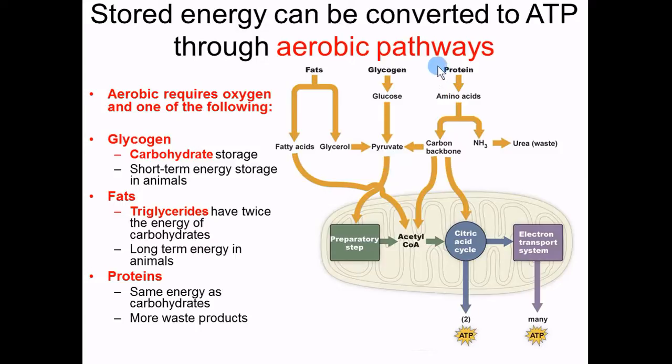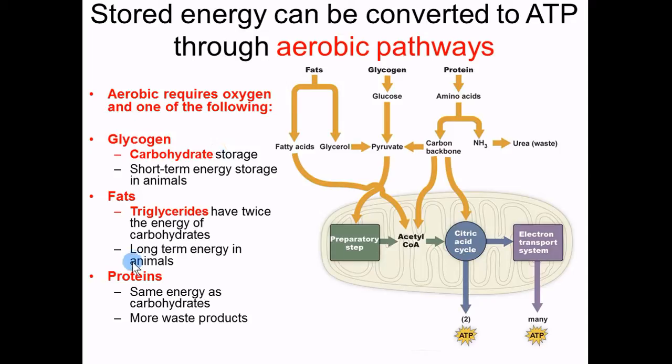You can take a protein, break it down to an amino acid, which can be turned into pyruvate, and also something called ammonia and urea. Waste products, kind of toxic. All the pathways come to this pyruvate, and then they go into the mitochondria in the presence of oxygen to make, altogether, roughly 36 ATP.